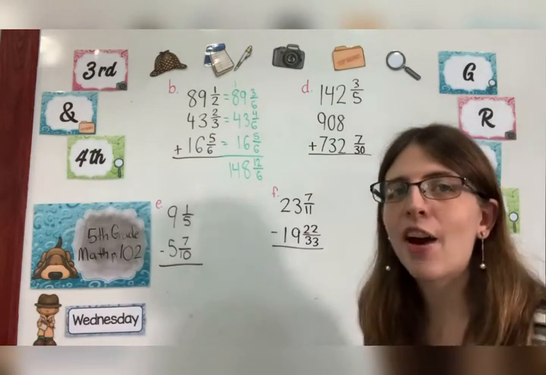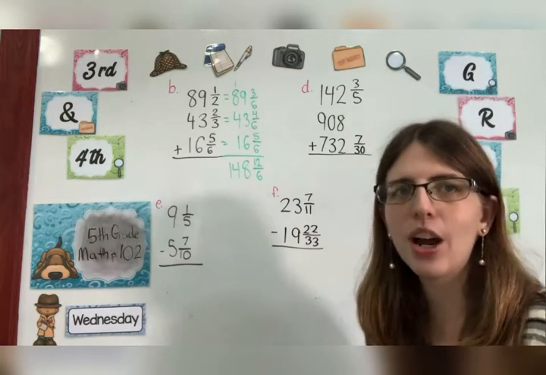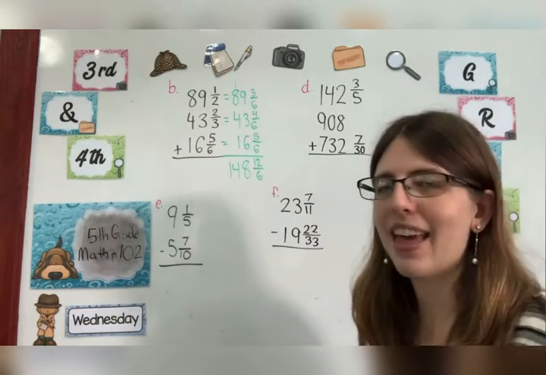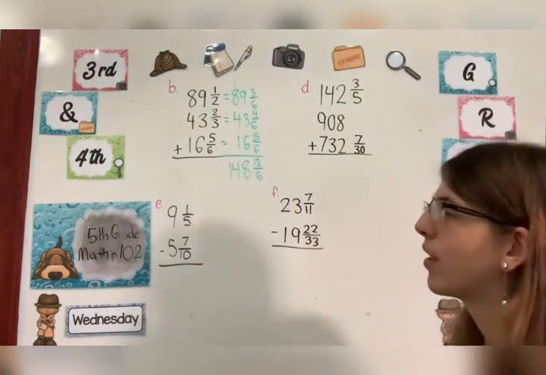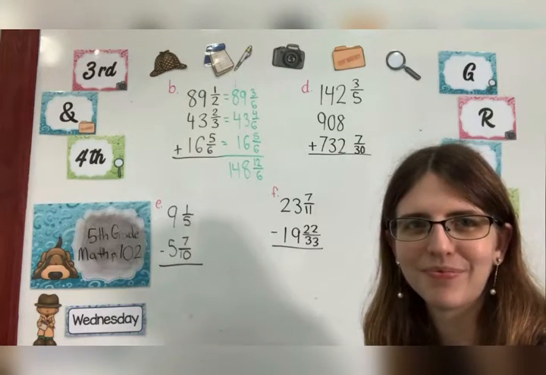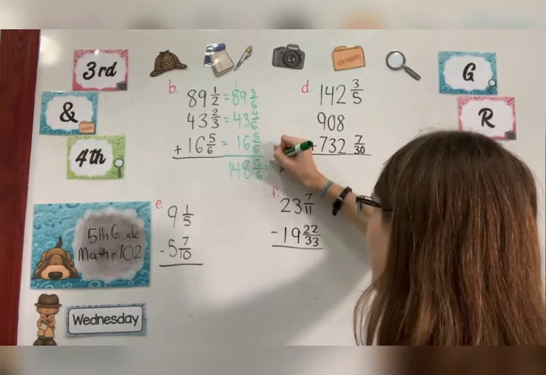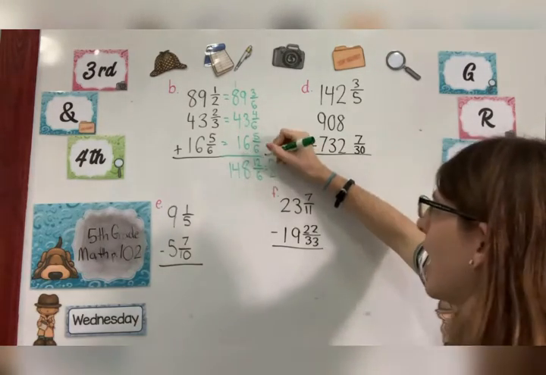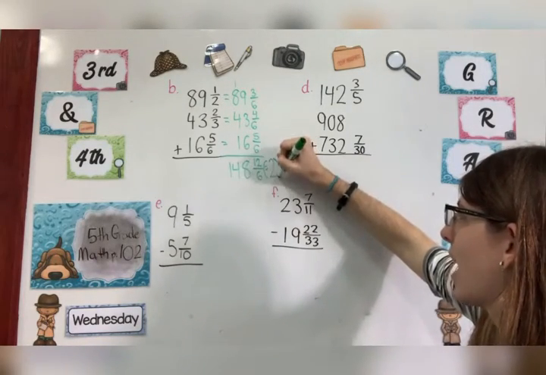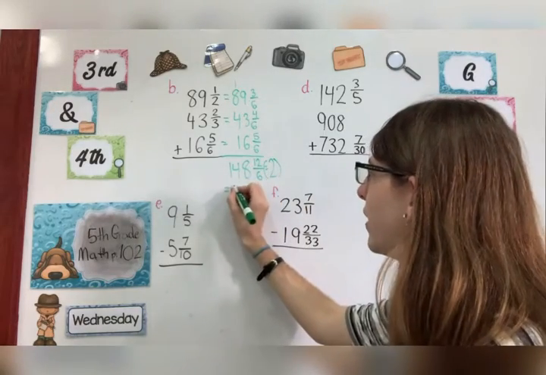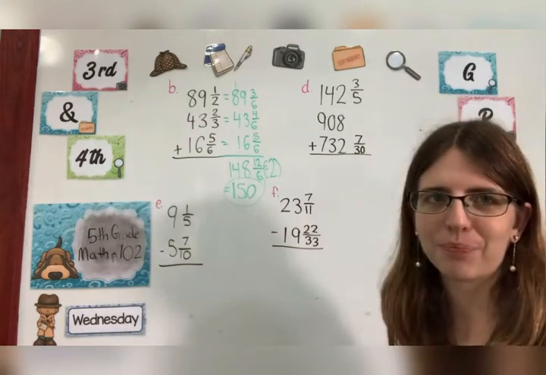Now I'm not done. I always have to check my fraction to see if it's an improper fraction, it needs to be changed into a mixed number, if it needs to be reduced, or anything like that. Well, here I have an improper fraction, 12 over 6. What's 12 divided by 6? 2, right? So 12 divided by 6 is 2. I need to add this 2 now to the number I already had. So 148 plus 2 equals 150. So that is your final answer.